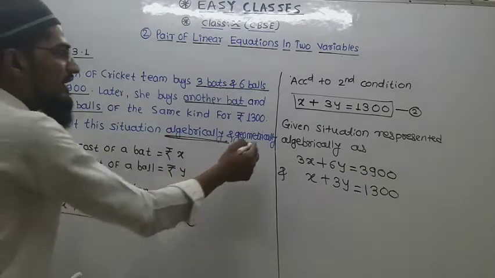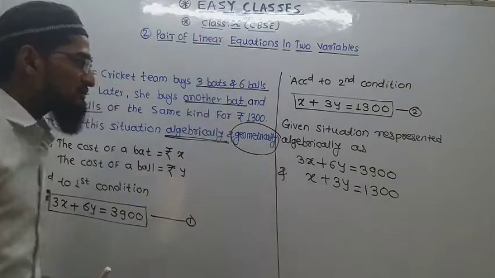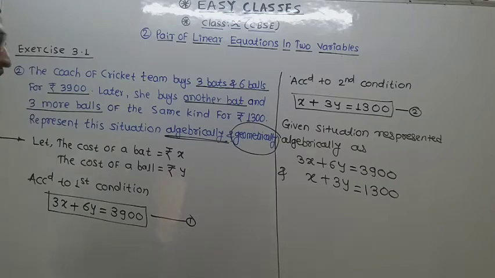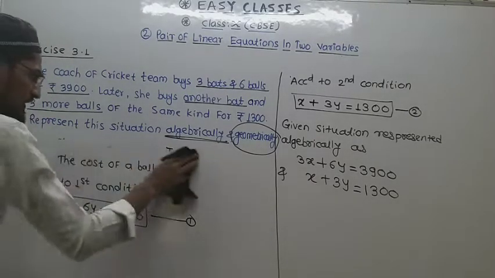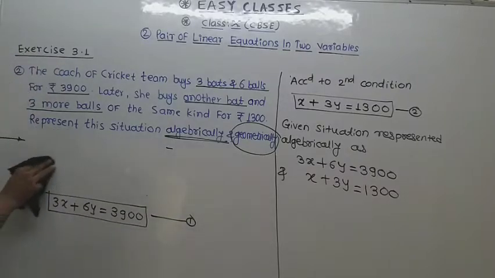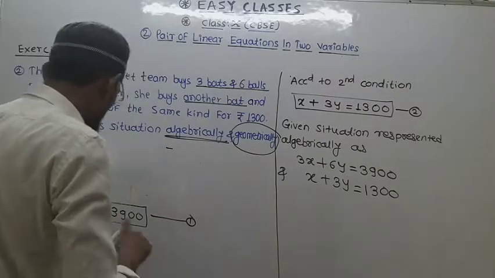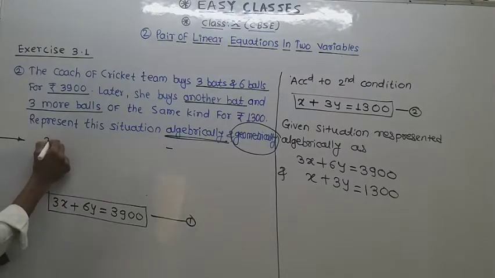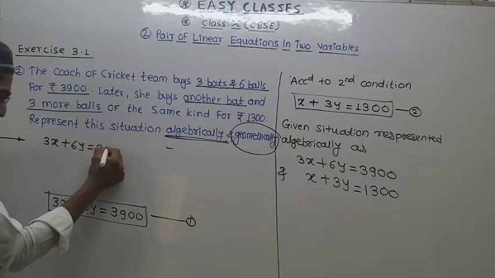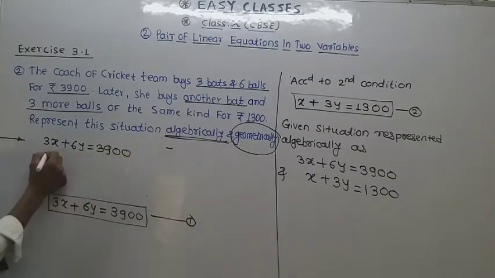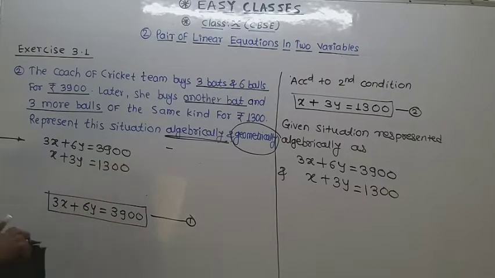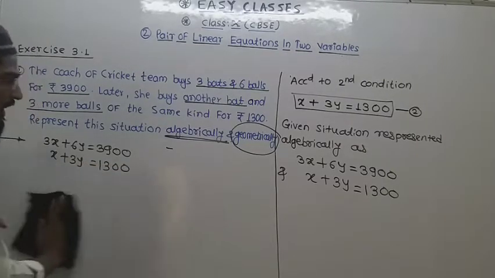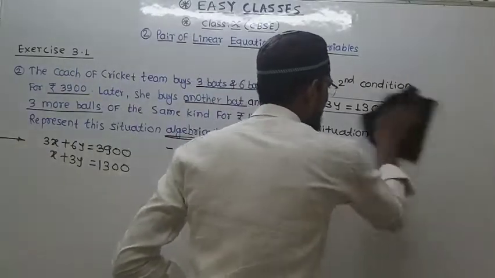Now we have to represent this situation geometrically or graphically. So I write here only the two conditions, two equations we want. So I rough out all things here. Only I want two equations. So these two equations I write here: 3x plus 6y is equal to 3900, and the second one, x plus 3y is equal to 1300. Only these two things we require for representing graphically.